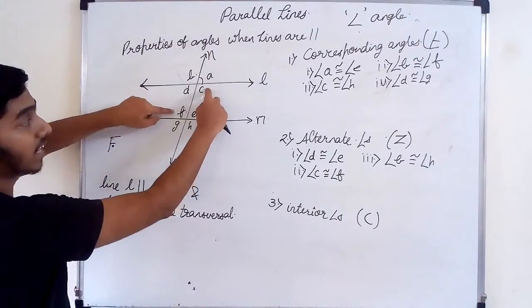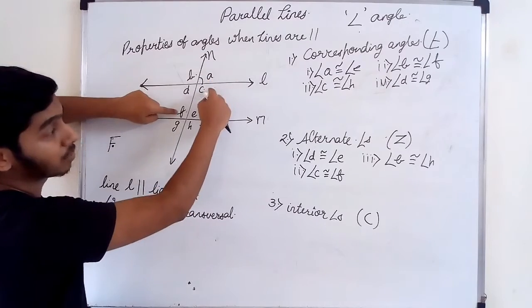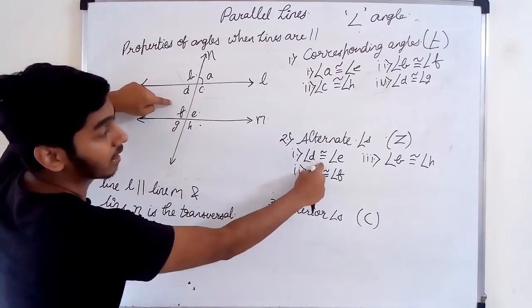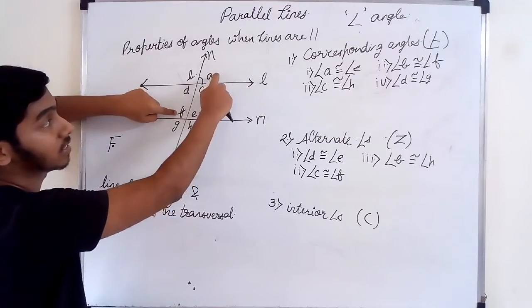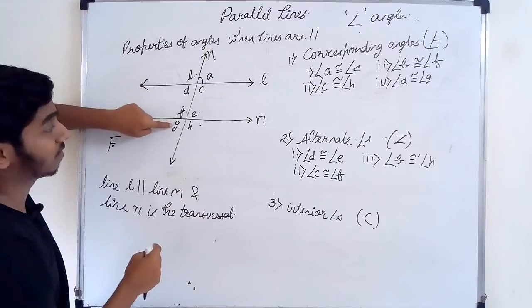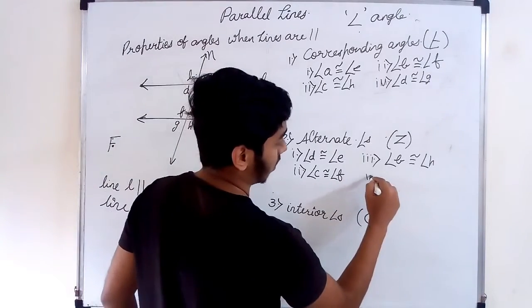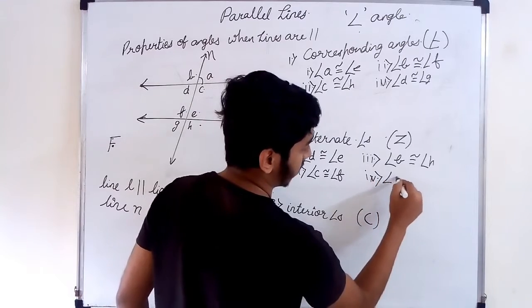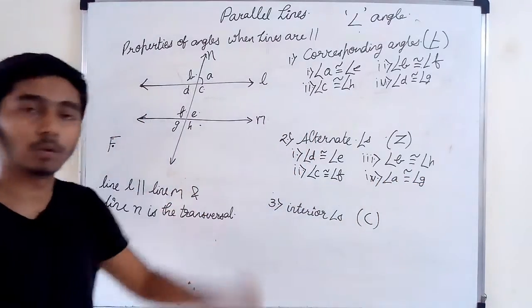Why? Because C and F form an alternate interior angle pair, and just exterior to this alternate interior angle, this C and F, it is interior angle. So exterior of C is A, and exterior of F is G. Okay. So A and G, they are also congruent.